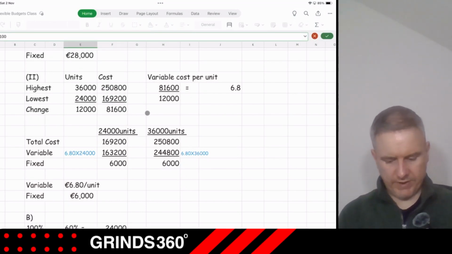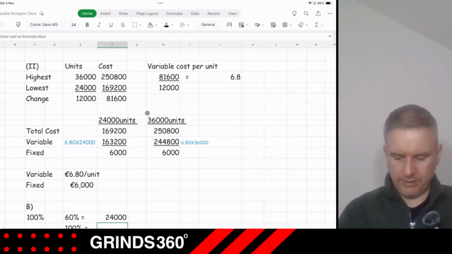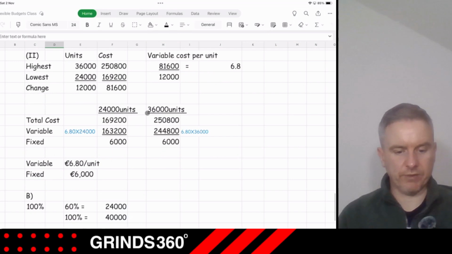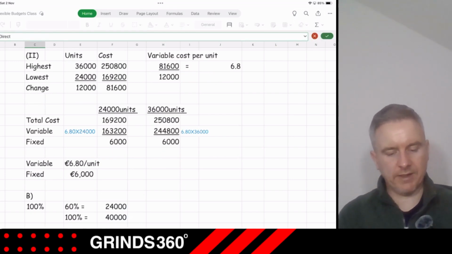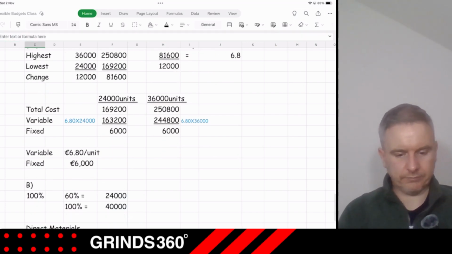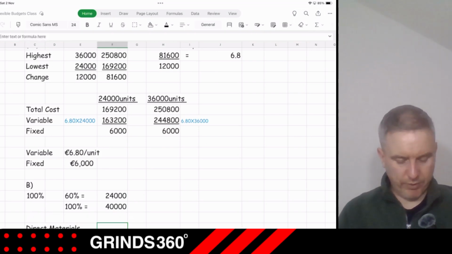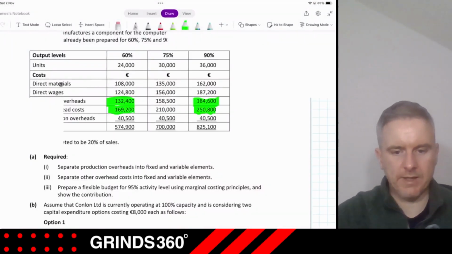So 100%, how am I going to get that? Take your 24 and divide it by 0.6. So 40,000 units. Again, I need to have my direct materials and I need to have my direct wages, or direct labor, it might be referred to as.